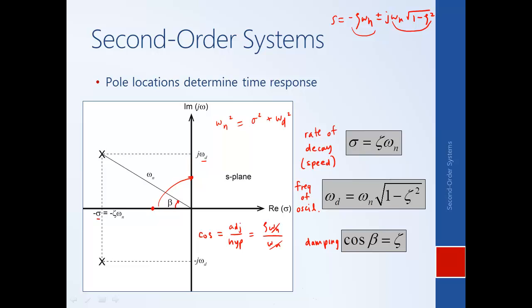Something else to quickly point out, when we have complex poles, they always come in conjugate pairs. So if we have a pole in the S-plane, there's always a reflection of that pole where they have the same real part but a negative imaginary part. So they're reflected across the horizontal real axis.